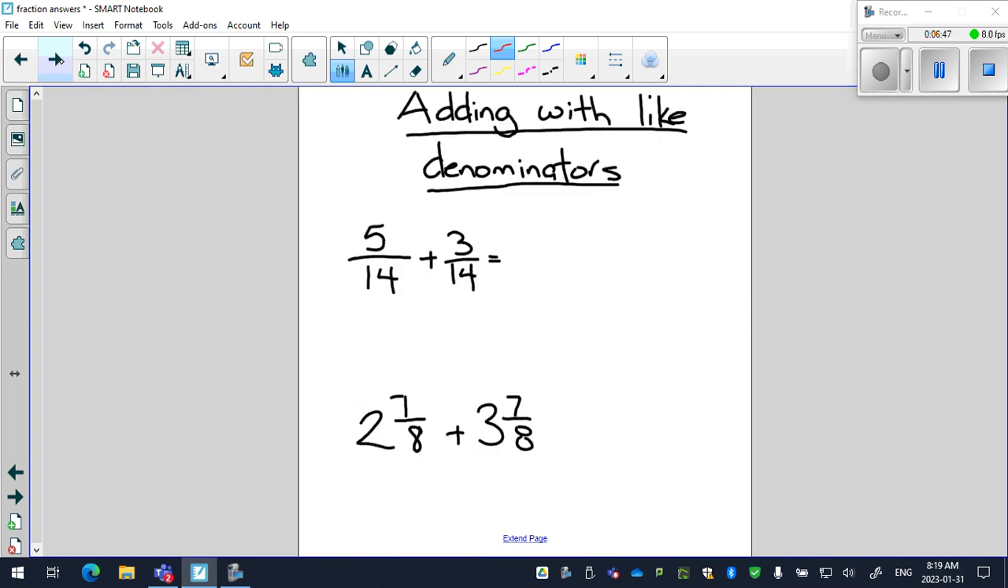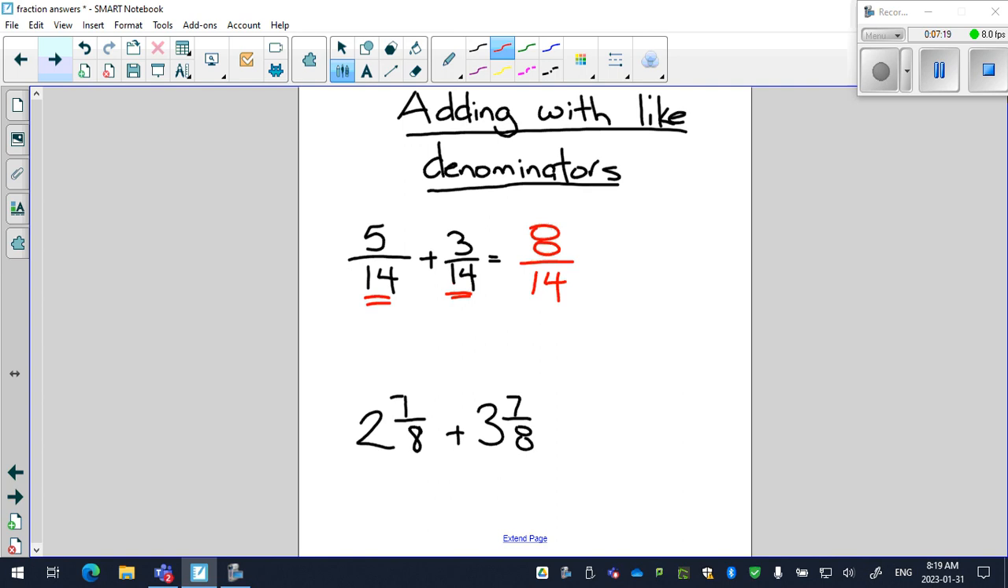Now, what you've done in earlier grades is add these with the same denominator. Adding and subtracting must have common denominators. Multiplication does not, neither does division, but adding and subtracting does. So if your denominators are the same and you have 5 pieces of 14 and 3 pieces of 14 and you were asked, how many pieces of 14 are we talking about? We would simply add the top numbers because we are talking about 8 pieces of 14 or 8 14ths.